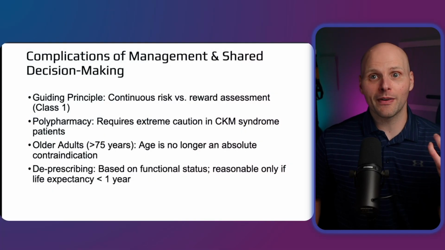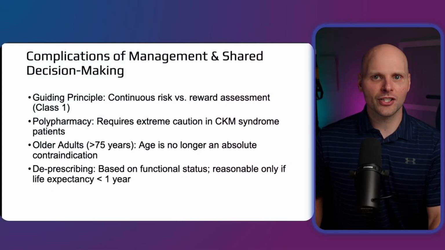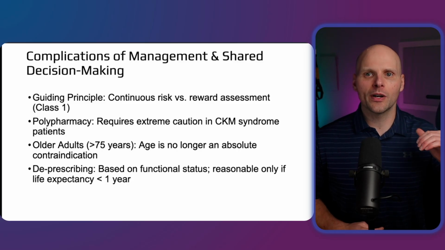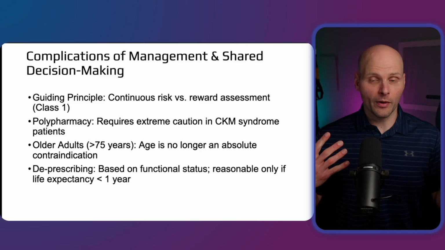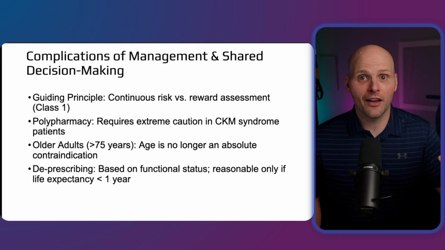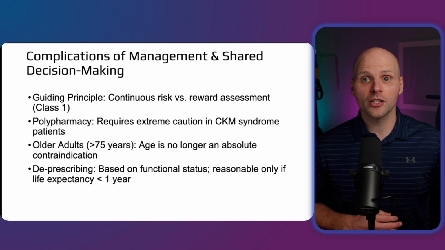And a couple of the big ones here. The first one is those age 75 or older. In the past, there was a lot of hesitation to treat these folks aggressively. The 2026 guidelines are clear. Age alone is no longer an excuse to leave someone without a medication if they want it. So we look at the whole person, right? If they're functionally robust and have a life expectancy of more than a couple of years, you can treat them.